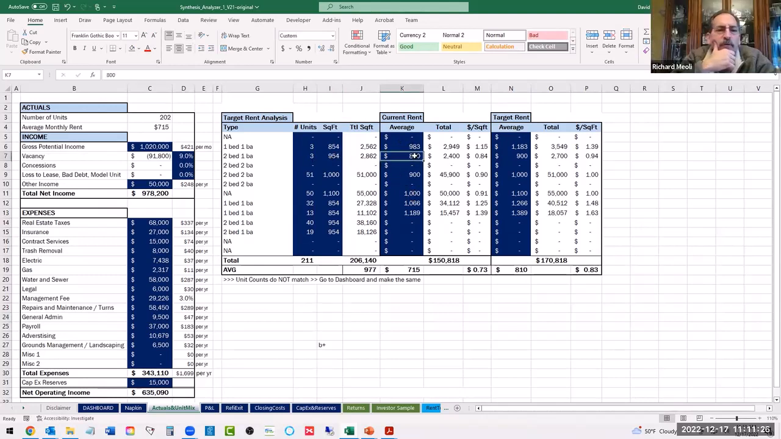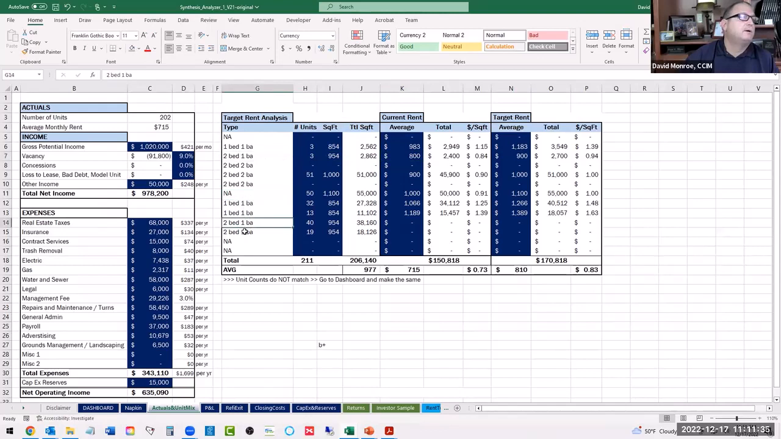Is the 19 supposed to be 2 baths, Dave? Because you have 2 bed, 1 bath, 2 bed, 1 bath. Right, I have 3 of them. So 2 bed, 1 bath, 2 bed, 1 bath, 2 bed, 1 bath. I got 3 of every floor plan, total of 9 floor plans. See them? 1 bed, 1 bath, 1 bed, 1 bath, 1 bed, 1 bath. Okay, I didn't know if it was 2, 2, and then 2, 2, 2, 2, 2, 2. Okay.